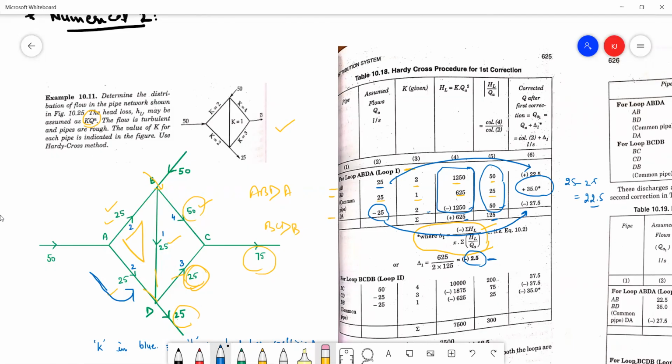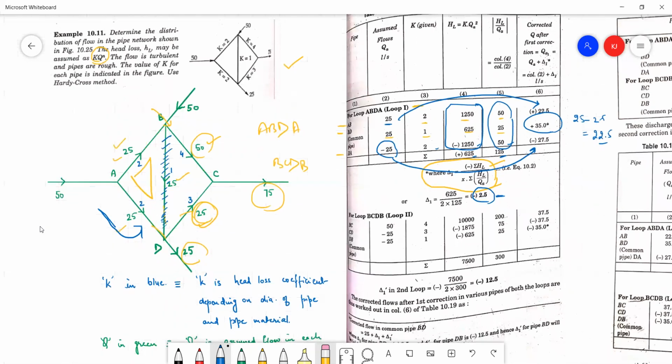Okay, now I'll just give you the hint that since this particular pipe on the left, which I am representing, is common to both the loops, the correction factors for both the loops will be applied on it along with the signs. Okay, moving forward, for the next loop BCDP, we have again three sections: BC, which is 50, which is positive, CD and DB, which are all in the anti-clockwise direction and hence negative, minus 25 and minus 25.